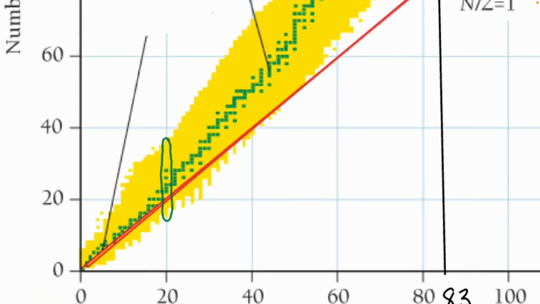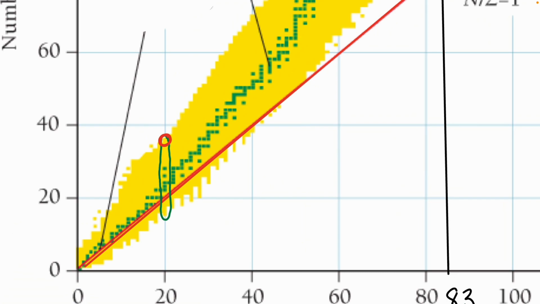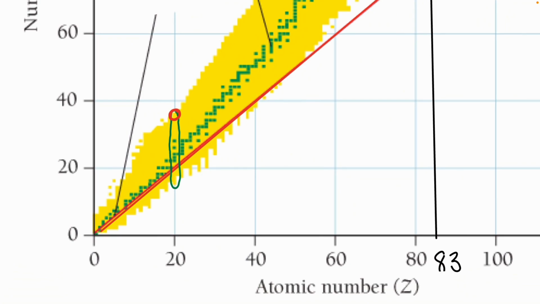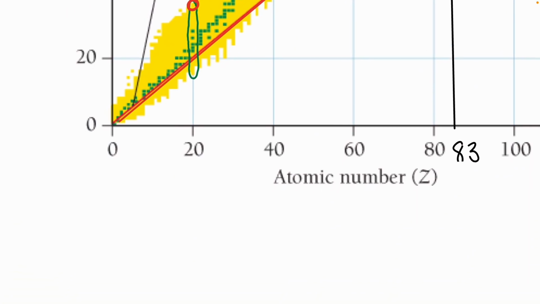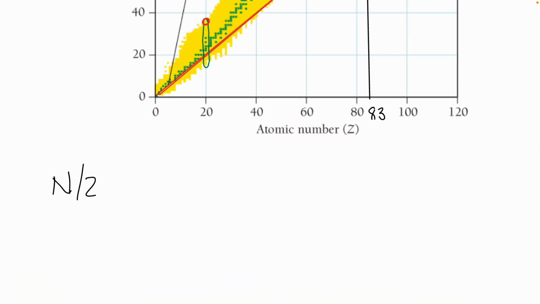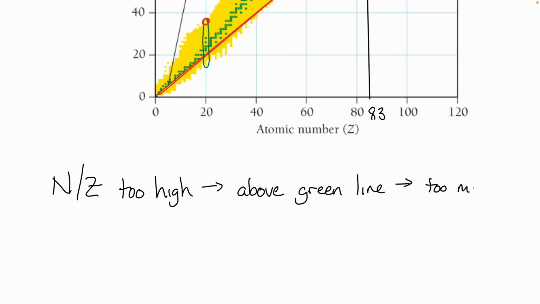All right, so let's say I'm going to pick this particular calcium isotope here. I know it's unstable. It's in this yellow box here. So it's going to undergo some sort of nuclear reaction, and it really wants to get to one of those green boxes. It wants to become a stable nucleus. Well, in this case, because it's sitting above that green line, this would be an isotope that has too many neutrons. It's too many neutrons to be stable. So we see these patterns here. When N over Z is too high, meaning we're above that green line, these are elements that have too many neutrons. So let's just say that as well. Too many neutrons.